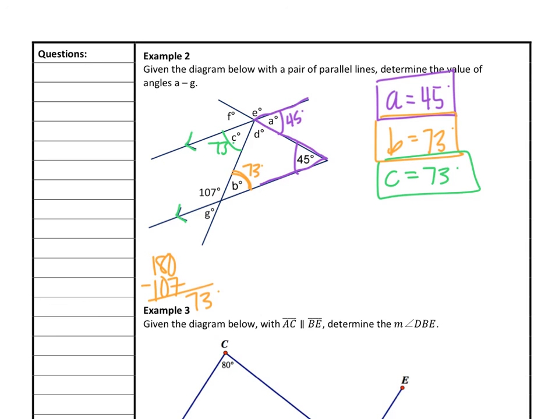Hopefully you are recognizing that the Z gives us alternate interior angles. Okay, next up we've got D.